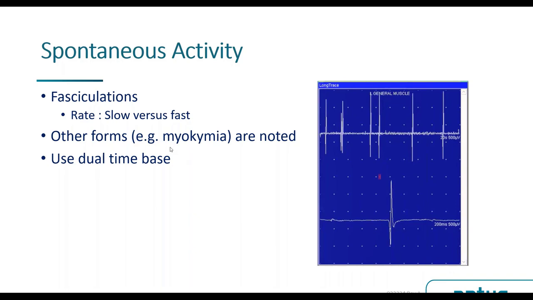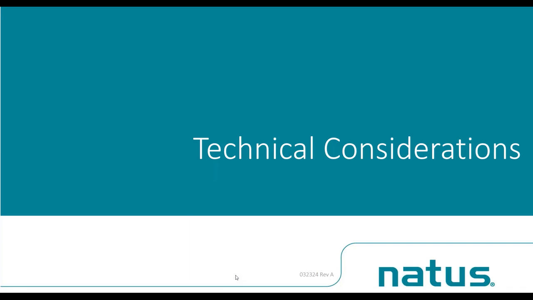As I indicated before, I like to use the dual time base, very useful to observe these waveforms, because on the lower trace, I am looking at the waveform over here, which is part of motor unit potential analysis. I talked about measuring amplitude, duration, phases. And on the top slow trace, I can see the discharge pattern or the firing rate, which is related to the recruitment analysis. So those were the first two stages of needle EMG, insertional and spontaneous activity. So let's go to some technical considerations of these signals.